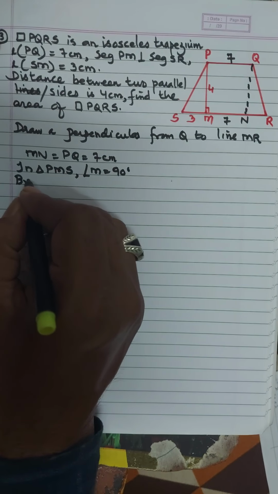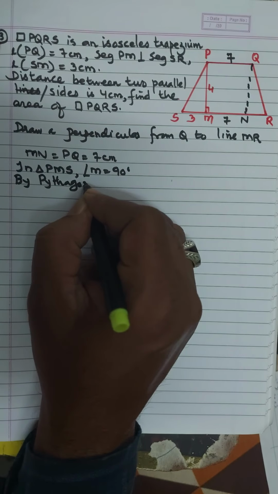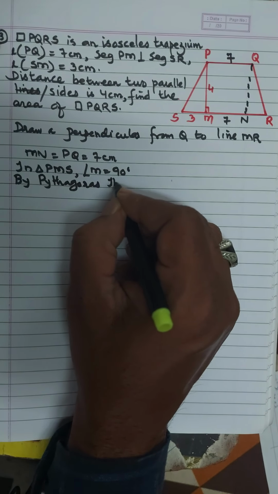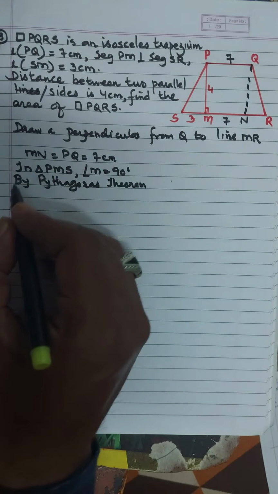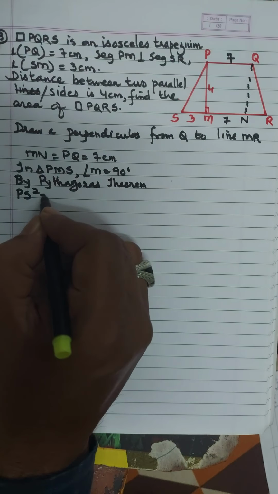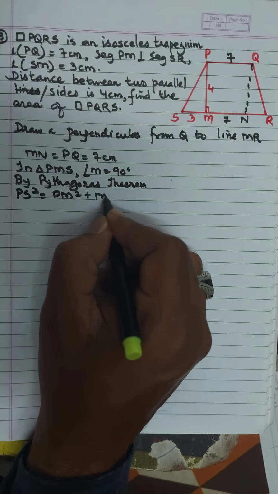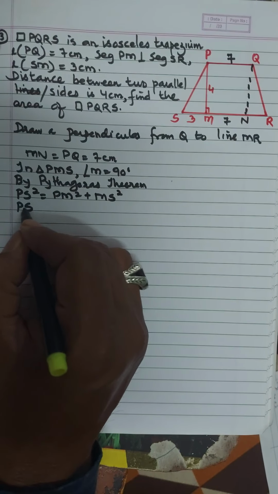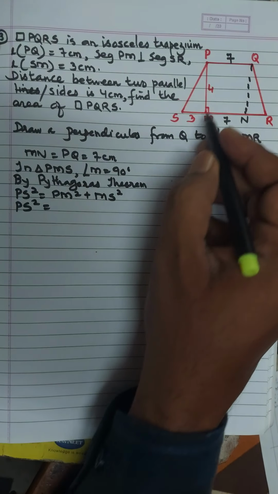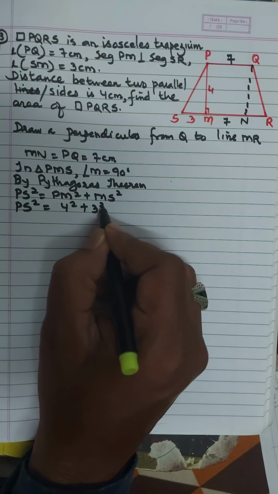So by Pythagoras theorem, hypotenuse is the longest side. So we need to pick the hypotenuse here. So hypotenuse is PS here. So PS square is equal to PM square plus MS or SM square. So what is PS? PS will remain as it is. We need to take it out. PM is 4, so 4 square, and MS is 3 square.